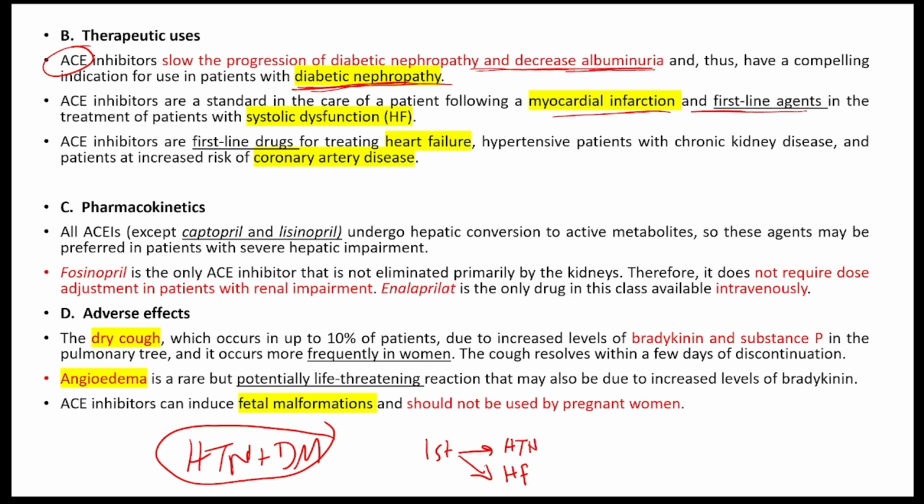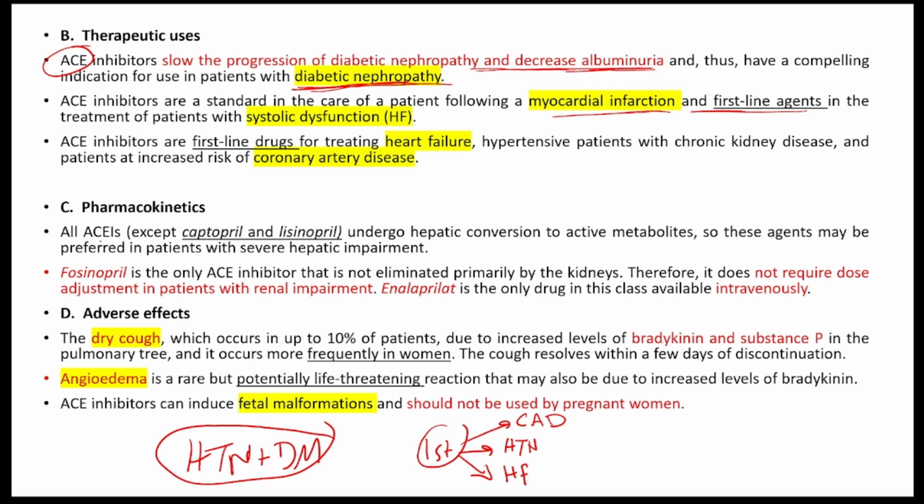First-line agent for heart failure and coronary disease. I will type here another one, coronary artery disease. So ACE inhibitors could be considered a first-line agent for hypertension, heart failure, and coronary artery disease. Here we can explain a little bit of pharmacokinetics.